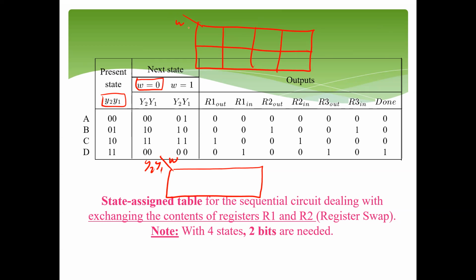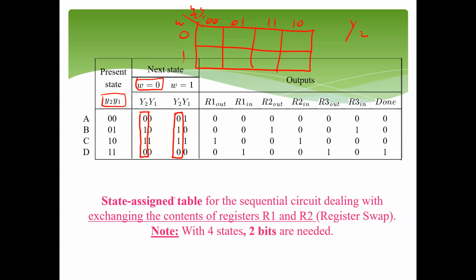Sorry, I have W, and here Y2, Y1. Okay, that's 0, 0, 0, 1, 1, 1, 1, 0. And then this is 0 and 1. We start to fill the table. Let's say we're filling for Y2. So the value of Y2 is right here. This is Y2 when W equals 0, and this is Y2 when W equals 1.